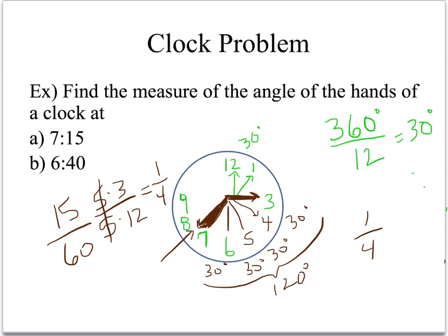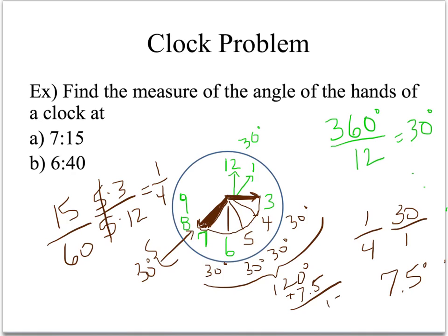Well, if there's 30 degrees between the 7 and the 8, a quarter or a fourth of 30 degrees is 7.5 degrees. So we've gone 120 degrees from the 3 to the 7, and then another 7.5 degrees from the 7 to the 8, to give us a grand total of 127.5 degrees.